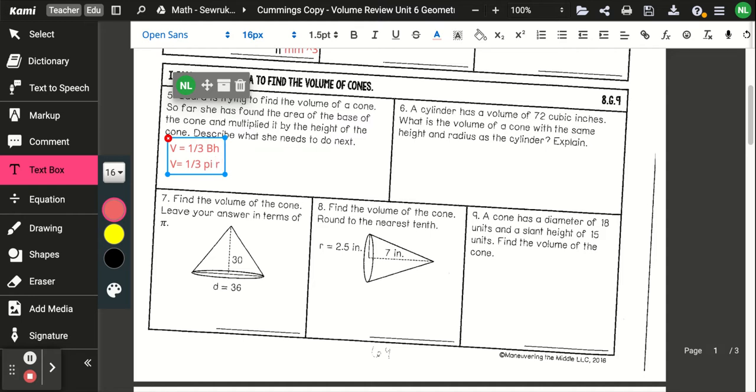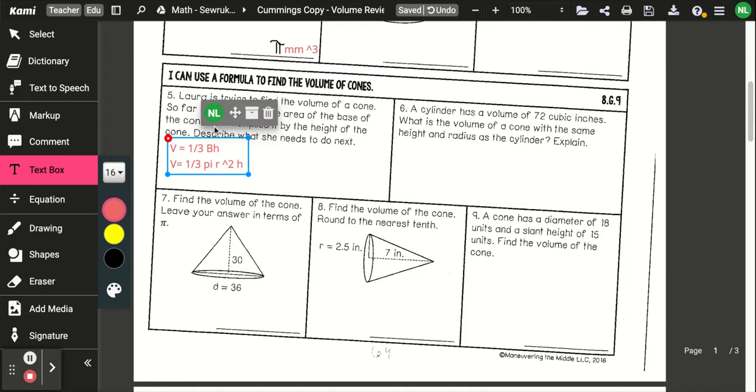Pi r squared times the height. So what they're saying is she's trying to find the volume. So far, she has the area of the base of the cone and she multiplied it by the height. Describe what she needs to do next.